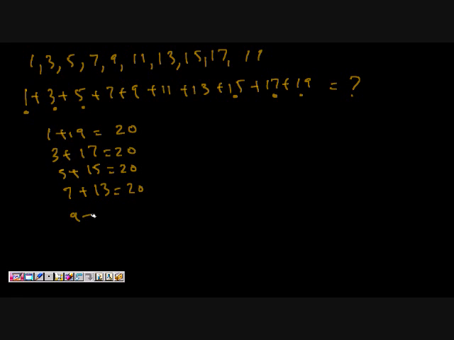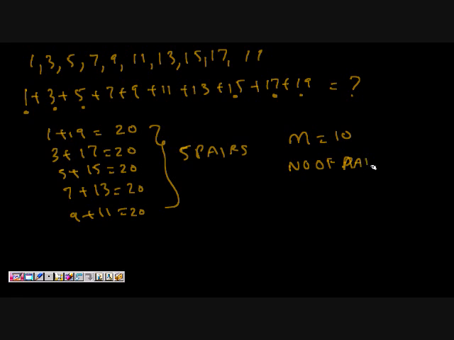So again, you have 5 pairs of numbers and each sums up to 20. The total numbers in the sequence n is 10, and you have 5 pairs. So the number of pairs is equal to n divided by 2, which is 5. So we can say that the sum of this sequence is 5 times 20, which is equal to 100.